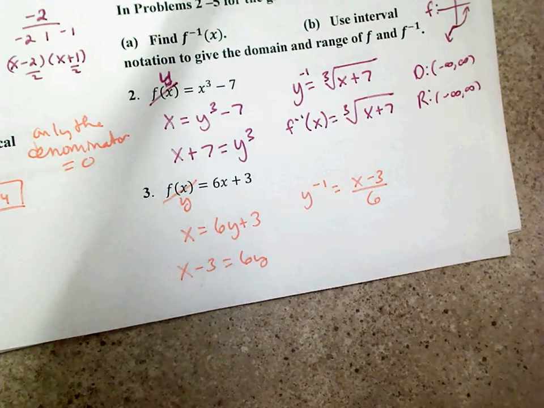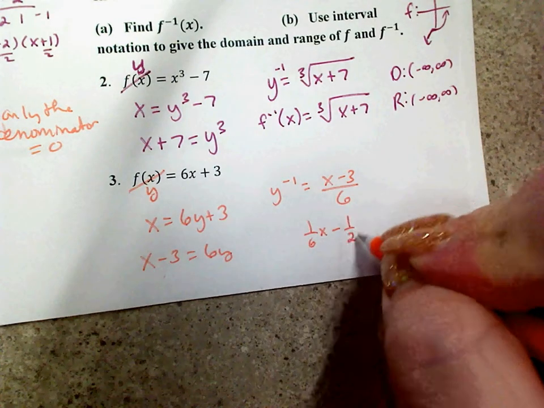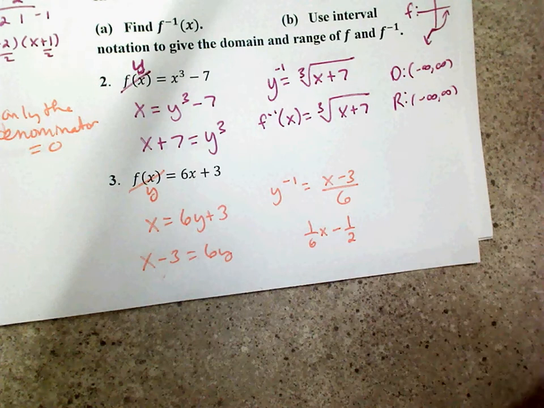I don't know if they would write it like that, or if they would write 1/6 x minus 1/2, divide each of them by 6. But either way, that is your inverse, yeah?